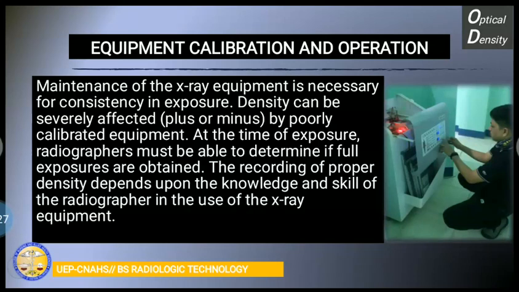Maintenance of the X-ray equipment is necessary for consistency in exposure. Density can be severely affected, plus or minus, by poorly calibrated equipment. At the time of exposure, radiographers must be able to determine if full exposures are obtained. So the recording of proper density depends on the knowledge and skill of the radiographer in the use of the X-ray equipment. Actually, this is asked during calibration.